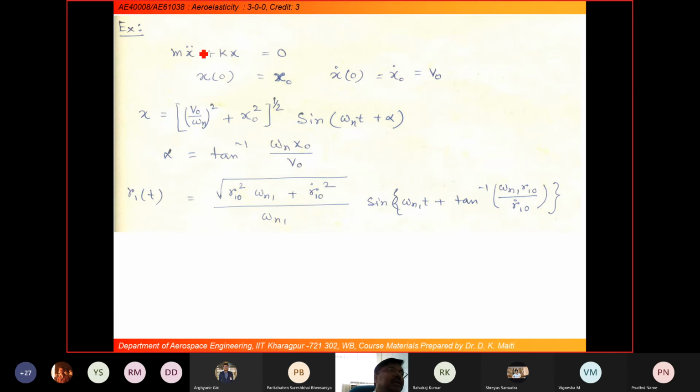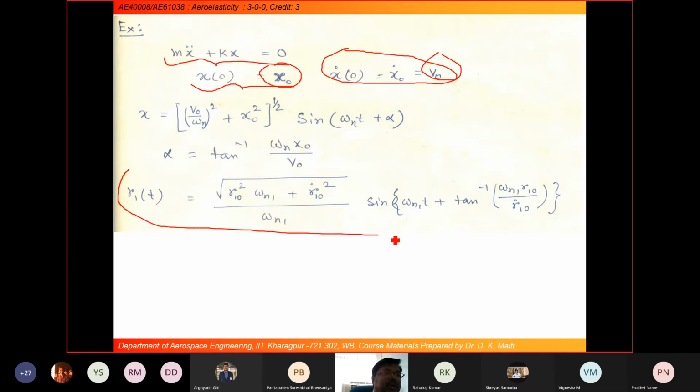Okay. So once I transform it to single degree of freedom systems, if you look back at your structural dynamics, you have learned how to calculate the response of a single degree of freedom system when given both initial displacement and initial velocity. The response will be x equal to the square root of (v naught by omega n) whole square plus x naught square, times sine of omega n t plus alpha. This alpha will be tan inverse of omega n x naught divided by v0.